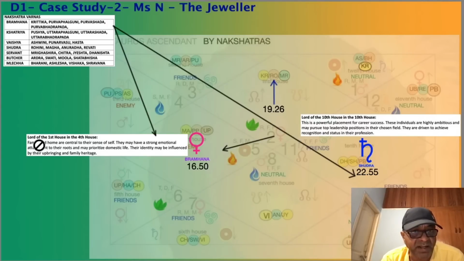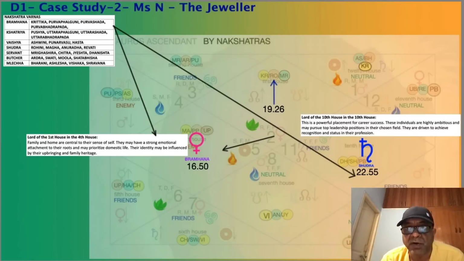So right off the bat, if lord of the first is in the 4th house, what are the general characteristics? Family and home are important to the sense of self. Bear this in mind as we go along. It's very important. She's got a lot of 4th house prominence. They may have a strong emotional attachment to their roots and may prioritize domestic life. Their identity may be influenced by their upbringing and family heritage. Also a home-based business kind of can be. We shall see.